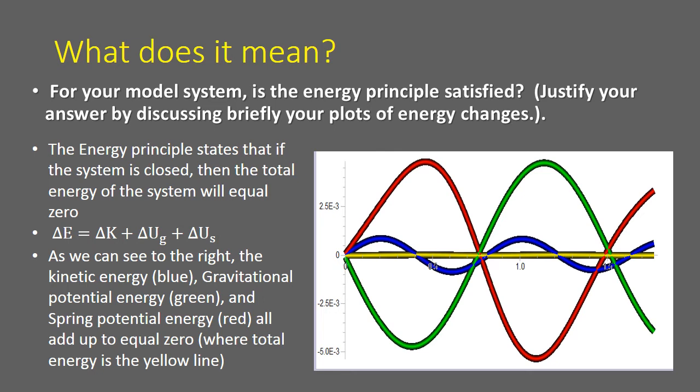As we can see to the right, the kinetic energy, which is represented by the blue line, the gravitational potential energy, which is green, and the spring potential energy, which is red, all add up to equal 0, where the total energy is the yellow line, and the yellow line stays at 0.